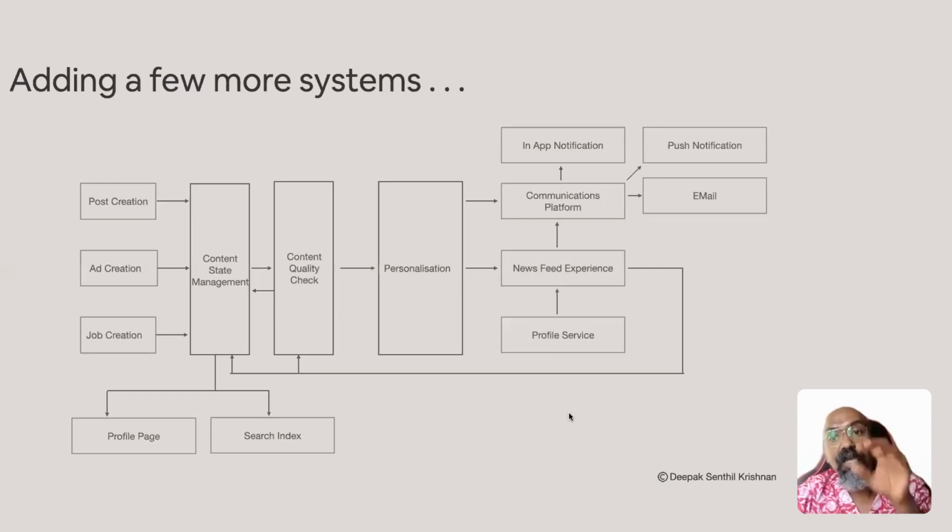Now, the same content is being used in multiple systems. It's going into search, it's going into profiles. So therefore, the same post exists in multiple states. And every time a user interacts, the state changes. For example, when you make a comment, the state changes. If someone gives feedback, a thumbs up, the state changes.